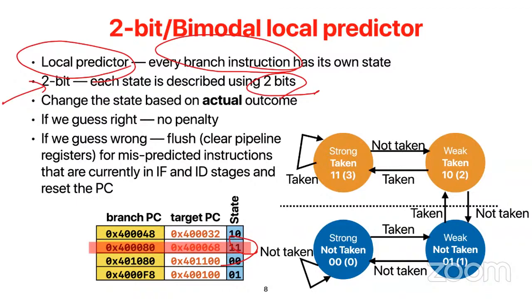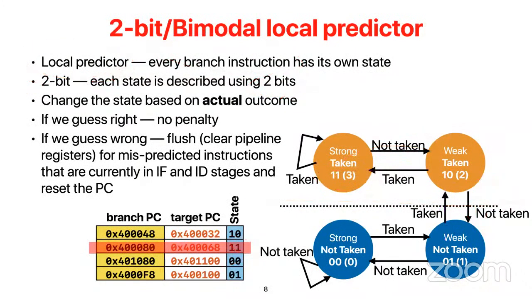No matter how you consider it, here is the state diagram, the state machine for that local predictor. If the value within that state is equal to or more than 2, we predict the branch to be taken. And if the actual outcome of the branch is not taken, we decrement the value by 1. However, if the actual outcome is taken, then we increment the value by 1. So that's the basic idea of the 2-bit bimodal branch predictor.